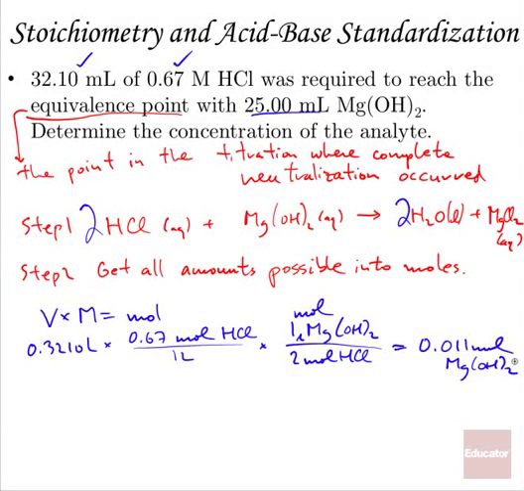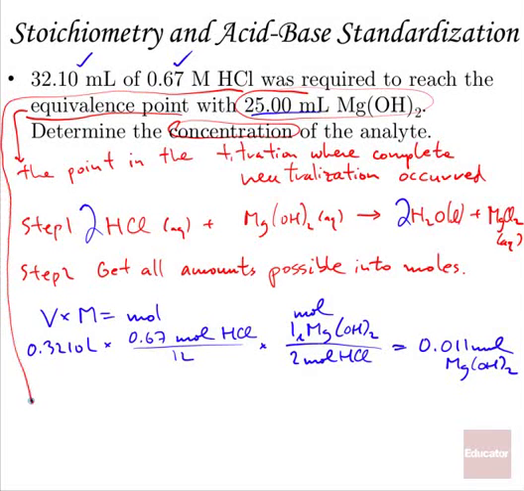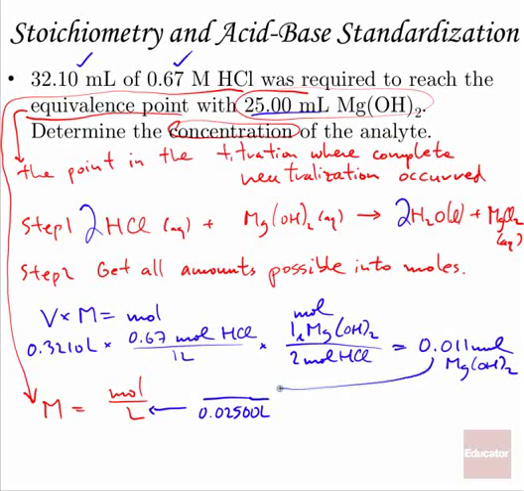Okay, now the question is asking for the concentration of the analyte, the concentration of magnesium hydroxide basically. The only other value in the problem we haven't used is the 25 milliliters. Remember that we want concentration, which is molarity. Molarity is moles over liters. We know the liters. It's given to us in the original problem as 25 milliliters. So that's going to be 0.02500 liters. And the moles of magnesium hydroxide we just solved for. And so when all is said and done, we're going to get an answer of 0.43 molar MgOH2.